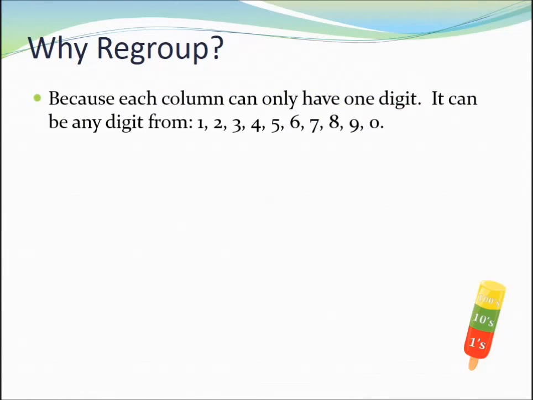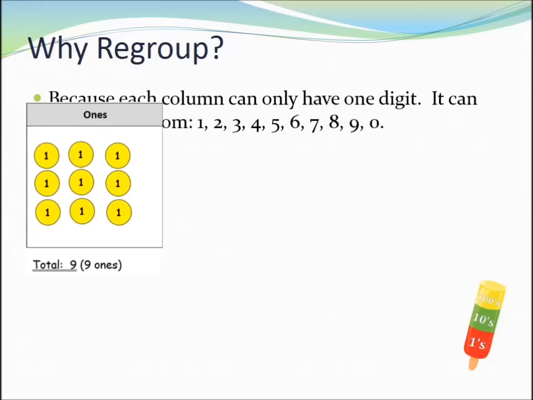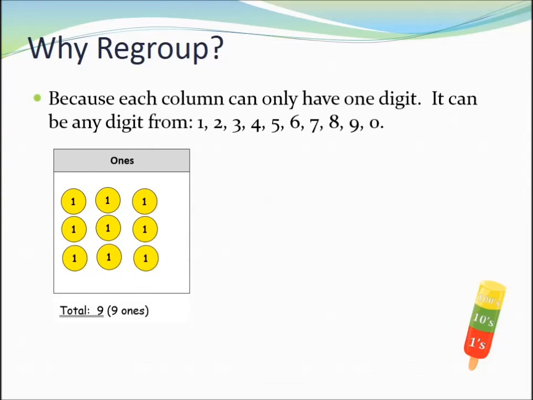We need to regroup because the columns can only have one digit. It can be any digit from 0 to 9, but it can only be one digit. In this example that we have here, in my ones column, I have a total of 9 ones. This is correct. It follows the one digit limitation.